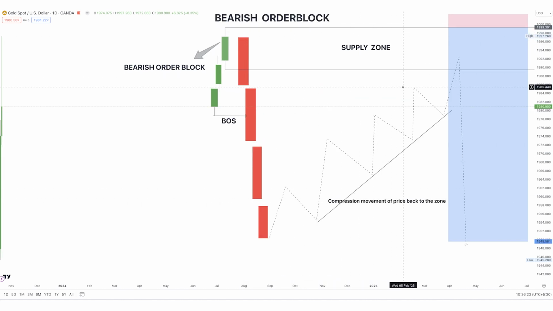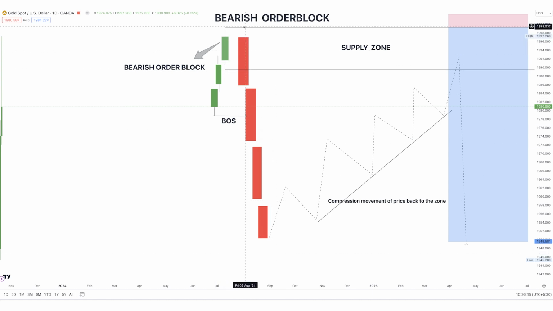Like I said earlier, supply is where we are looking to sell. So immediately price gets back into that supply zone, then we take our sell order. We follow the footprint of the institutions or the big boys. So this will now be our bearish order block. You can see the green candle that was formed before the bearish move.